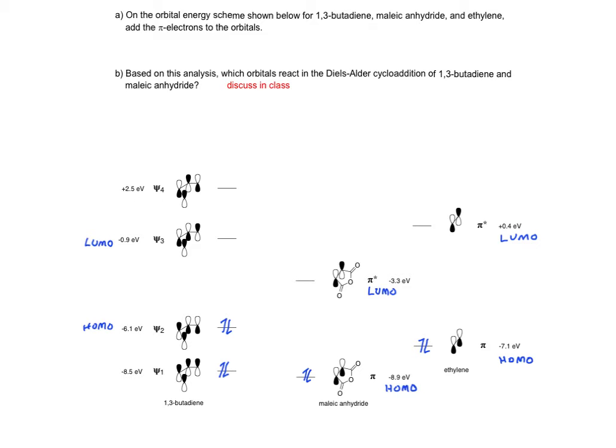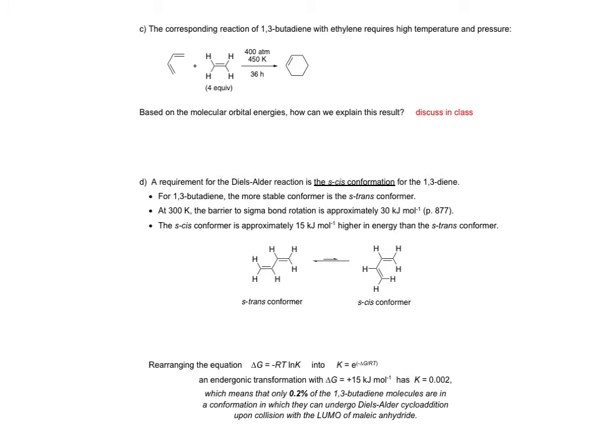For Part B, we will discuss in class which orbitals react in the Diels Alder cycloaddition. On the next page of the worksheet, here is a second example of the Diels Alder cycloaddition. This transformation was discovered about 50 years after the first Diels Alder cycloaddition because it requires forcing conditions.